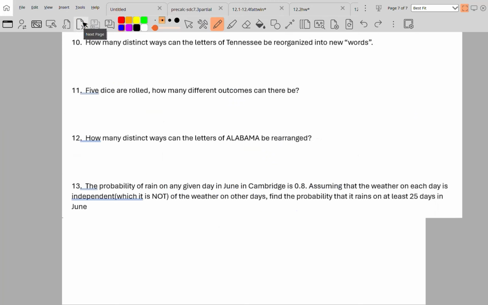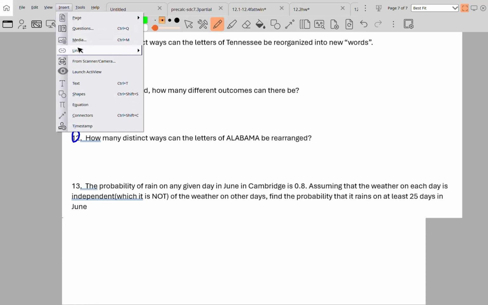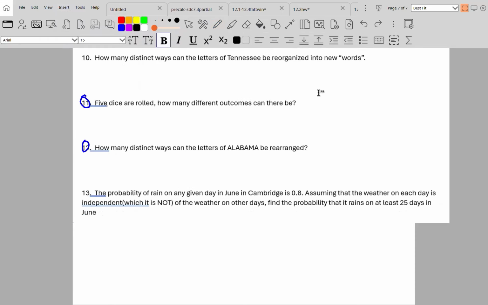All right. Let's do 11 and 12 and save the rest for y'all. 5 dice rolled. How many different outcomes can there be? This is the fundamental theorem of counting, or the fundamental counting theorem, which is worth talking about.